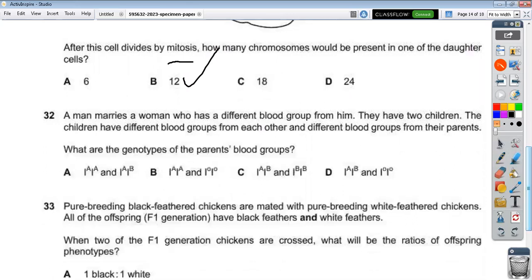A man marries a woman who has a different blood group from him. They have 2 children. The children have different blood groups from each other and different blood groups from their parents. What a question. What are the genotypes of the parents' blood groups? So what is the answer? You can do the crossing, quickly do the Punnett square, then you identify the answer from them.